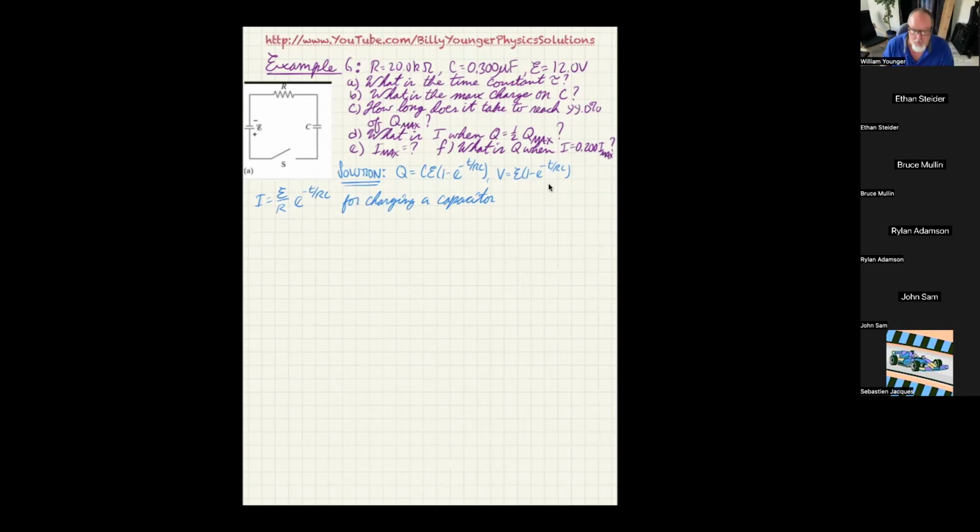These equations are on your equation sheet. So your job is just to apply them. These are the equations for charging a capacitor.